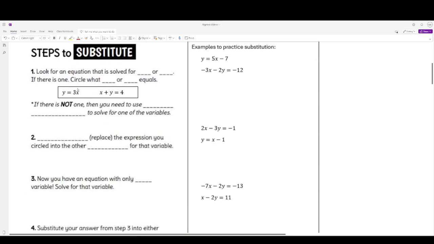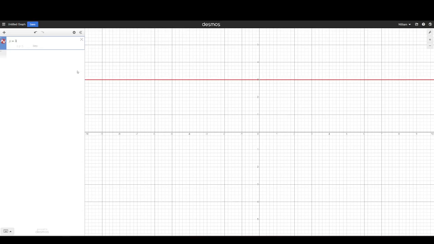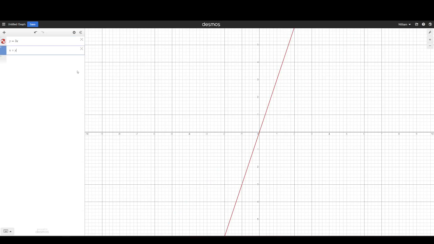Before we do, I want to hop over to Desmos and look at our first example here. y equals 3x and x plus y equals 4. I just want to point out I am using the unrestricted version of Desmos so that I'm able to graph in standard form. If I were using the restricted version of Desmos, I would need to rearrange this and make it y equals negative x plus 4, or 4 minus x, and I would get the exact same line that I had when I graphed it in standard form.